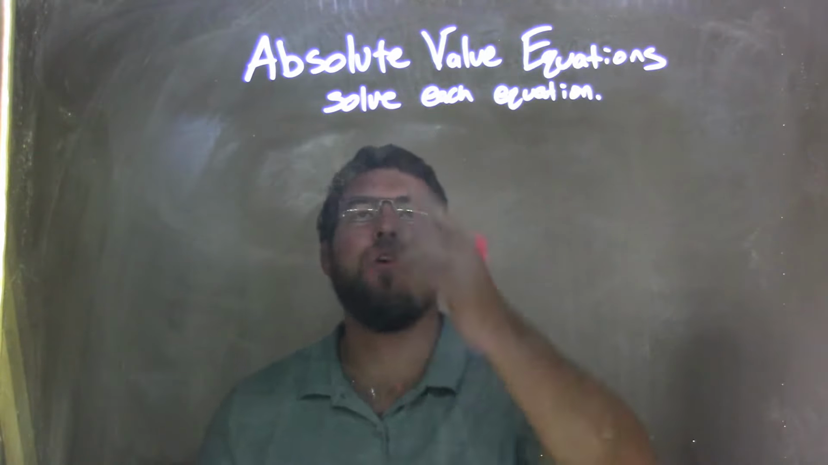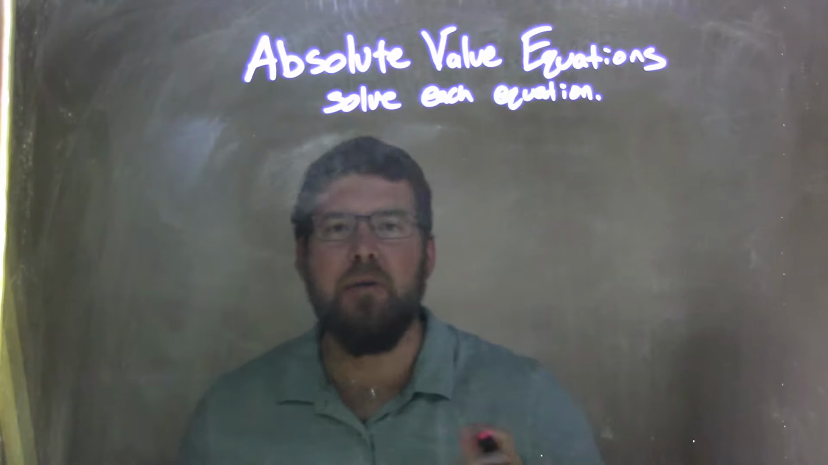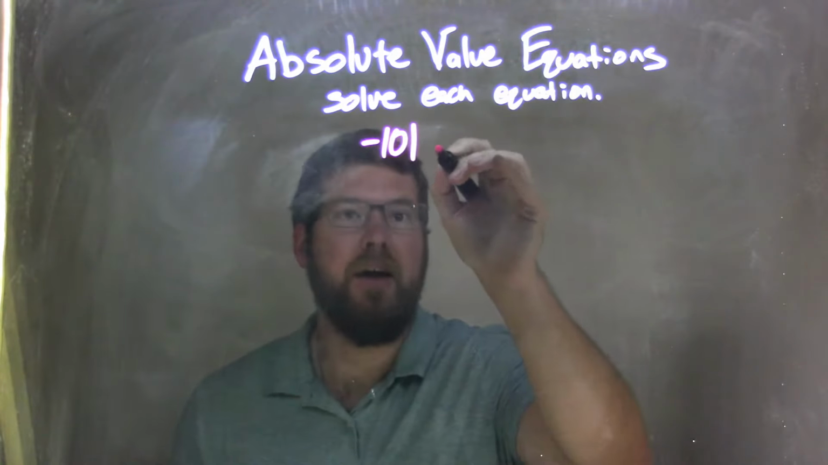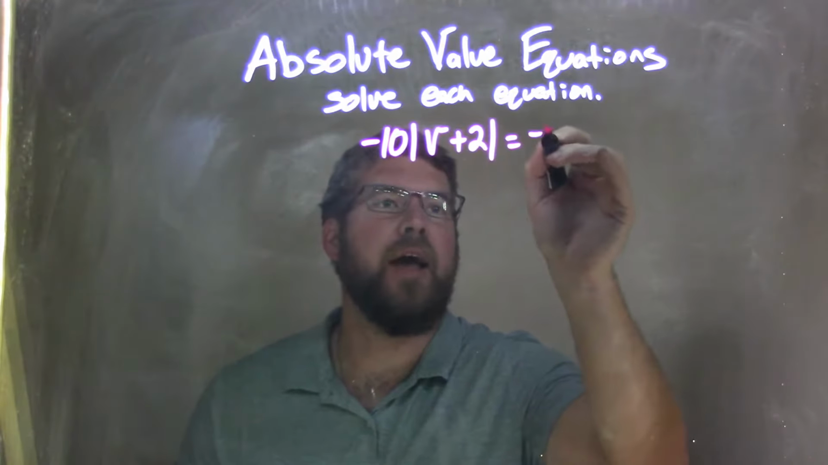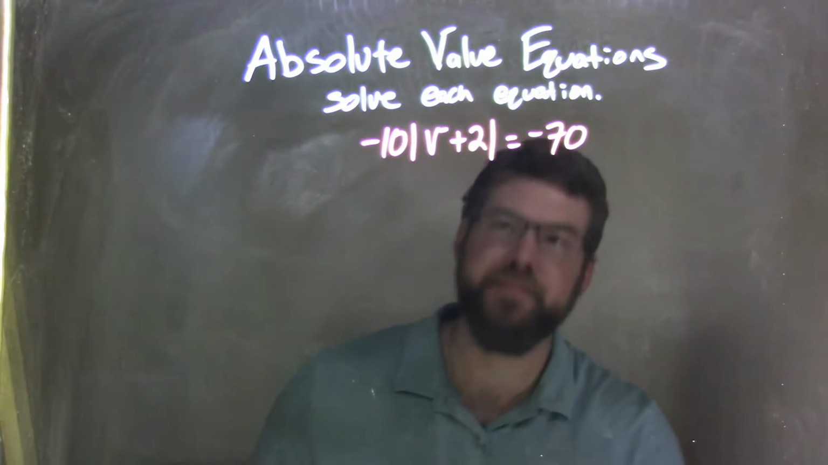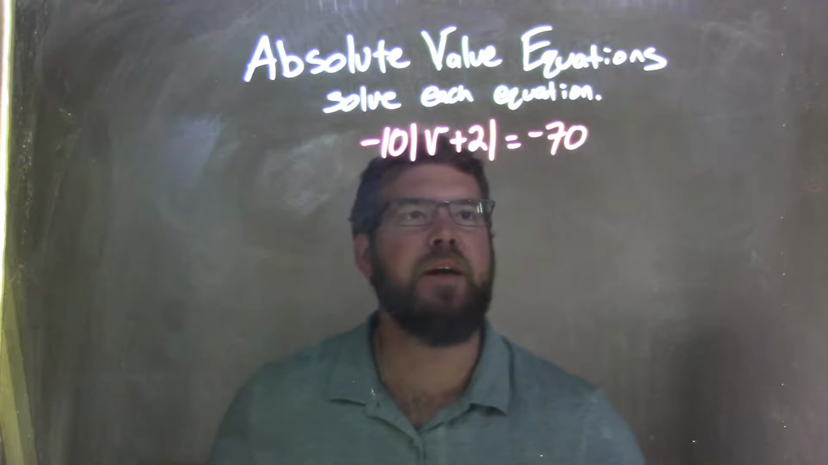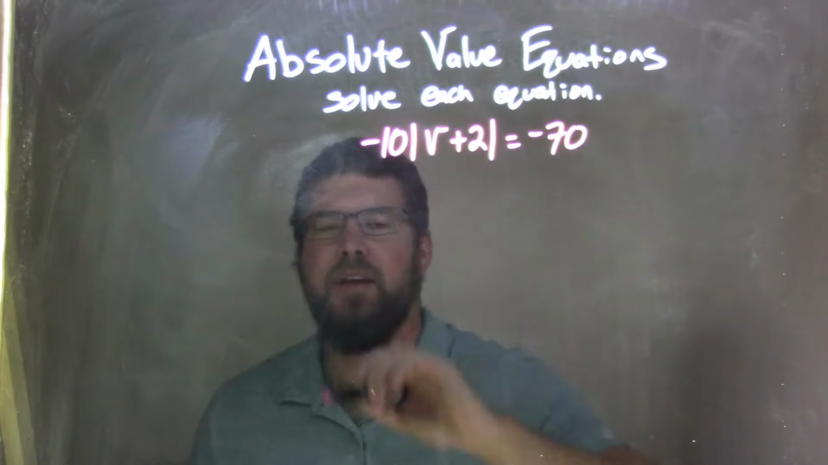And today we're going to learn about absolute value equations, and we're going to solve each equation. So if I was given this equation, negative 10 times the absolute value of v plus 2 equals negative 70, okay? From there, there's multiplication going on right there from the negative 10 to the absolute value.